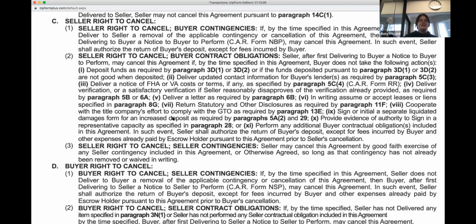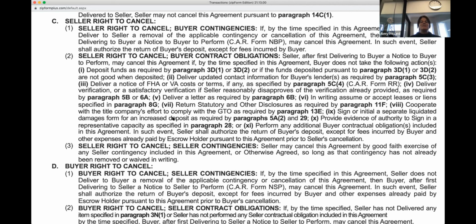Cooperate with title company's effort to comply with the GTO requirement by paragraph 13E. Sign or initial separate liquidated damages for an increased deposit as required by paragraph 5A2 and 29. Provide evidence of authority to sign in a representative capacity as specified in paragraph 28, or perform any additional buyer contractual obligations included in this agreement.